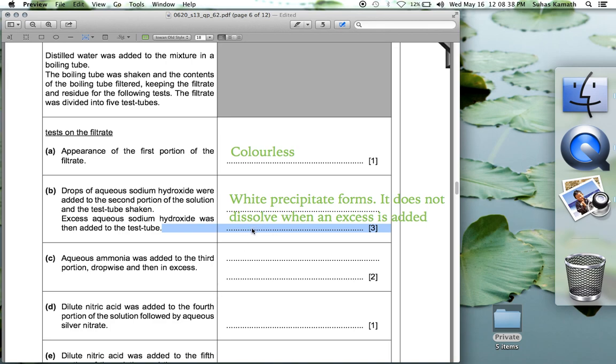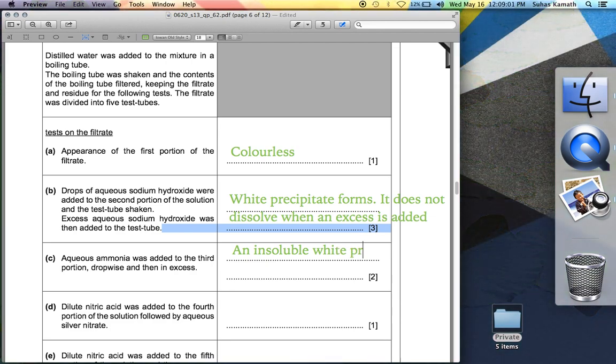Aluminium. So aqueous ammonia is added to the third portion, dropwise and then in excess. So when ammonia is added, a white precipitate forms again, but it will not dissolve. An insoluble white precipitate forms.